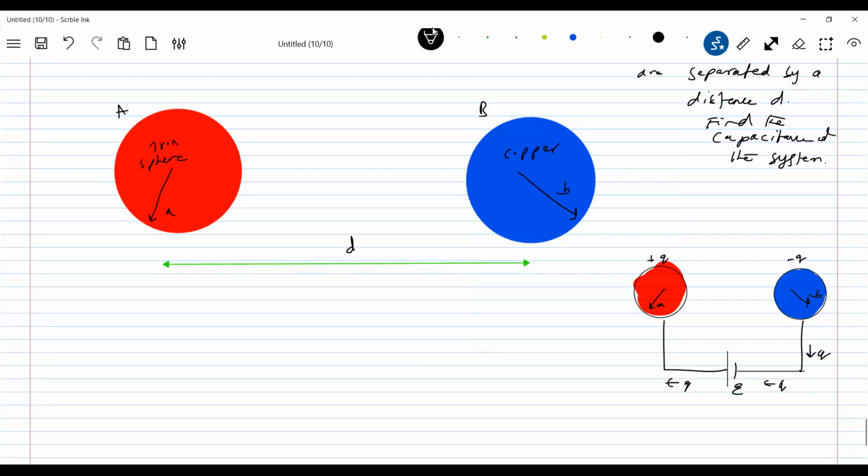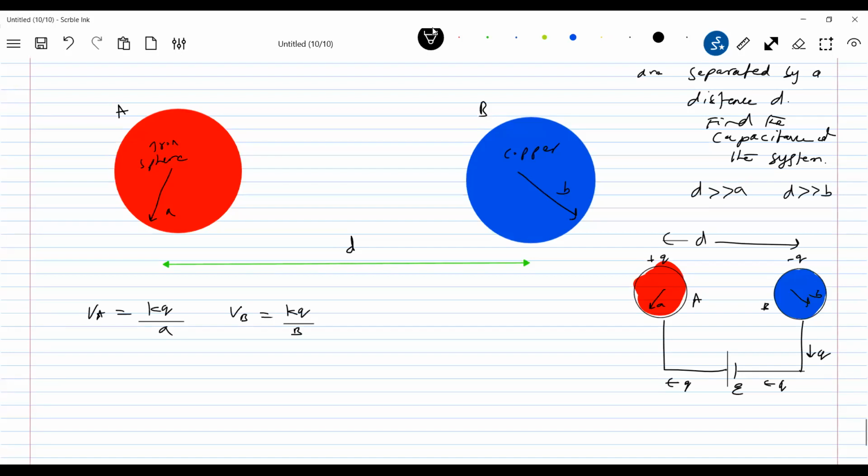So somehow if I can get the potential difference, they're separated by a distance d. And d, I'll put it very much greater than a, very much greater. This is a given thing. So what is the potential of A? KQ by A. Potential of B? KQ by B.